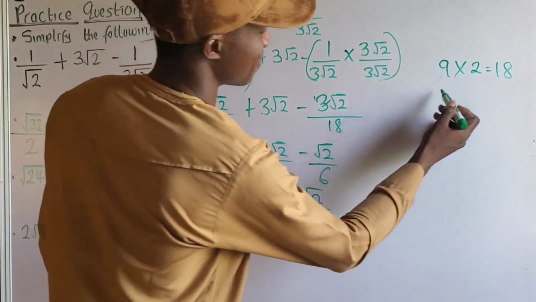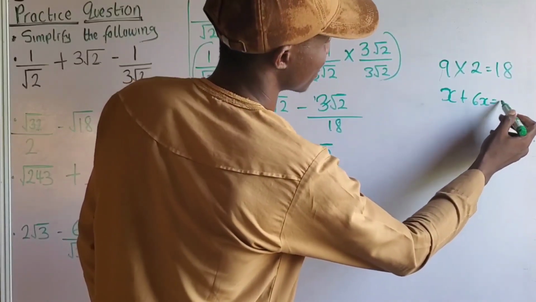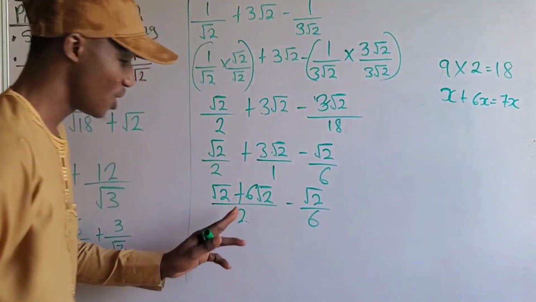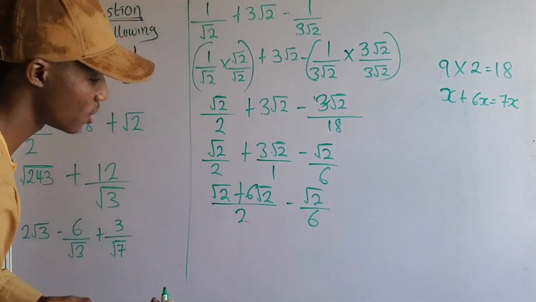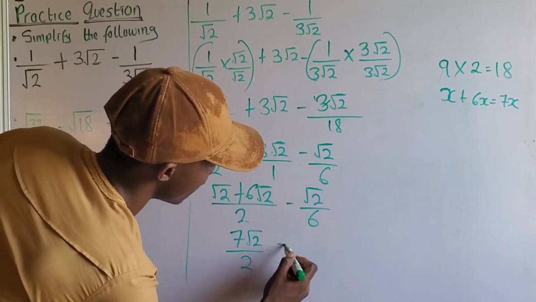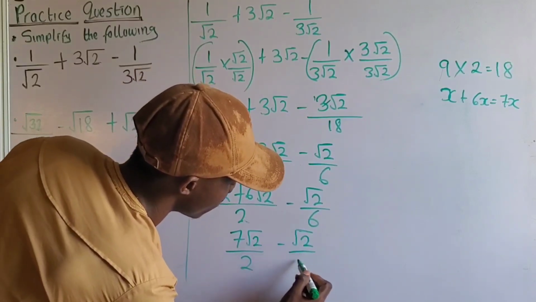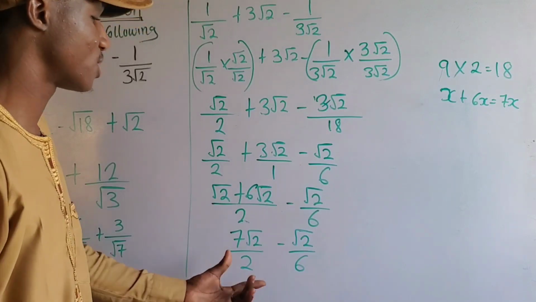Okay, let's start. If you have x plus 6x, what will be the answer? That is what? 7x, right? So root 2 plus 6 root 2 will give us 7 root 2. So I'm going to have 7 root 2 all over 2 minus root 2 all over 6. Do you understand? Okay, so having gotten it here, we have to take the LCM again.